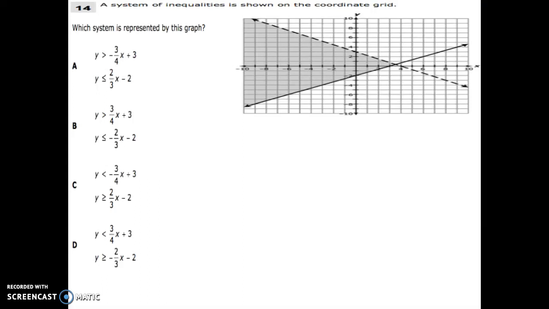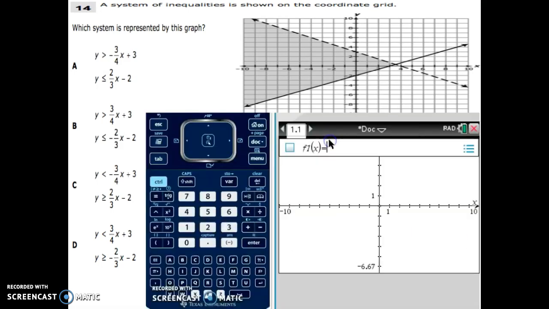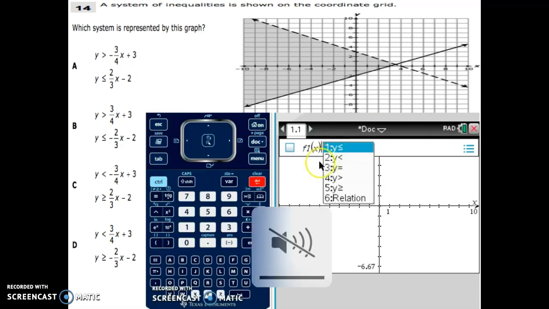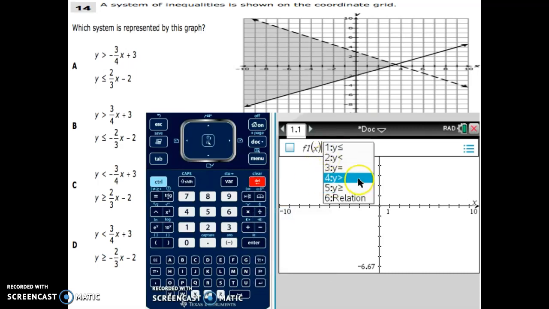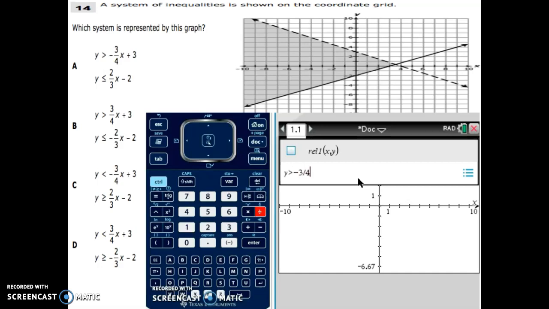Number 14 is another inequality. Remember that inequalities, we're really just going to solve by graphing them on our calculator. So let's just go right into it. This one was a little bit lengthier than the other ones, but bear with me. Remember, you delete the equal sign. So you just hit delete on the equal sign.